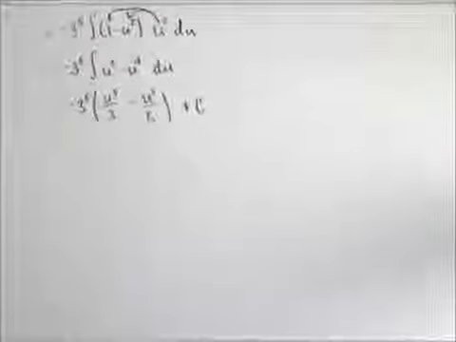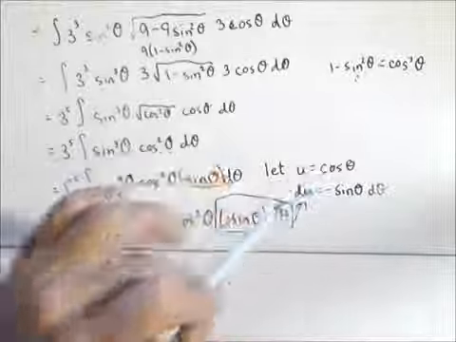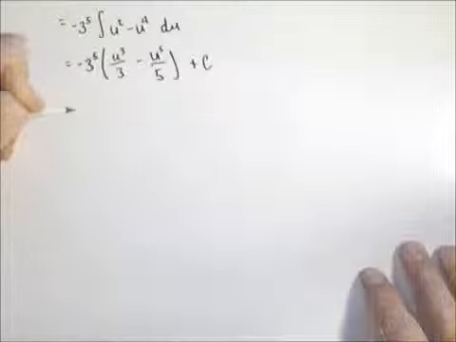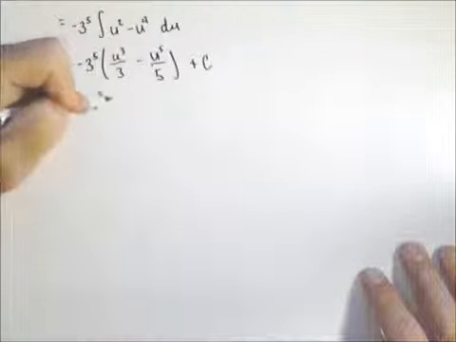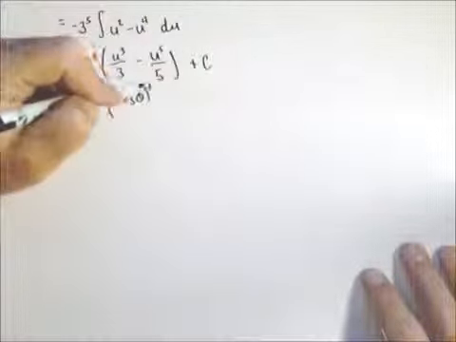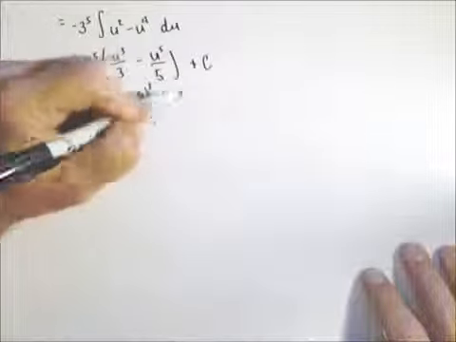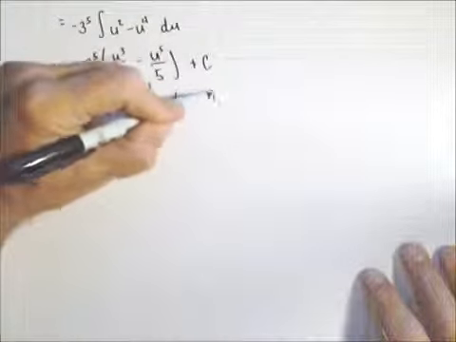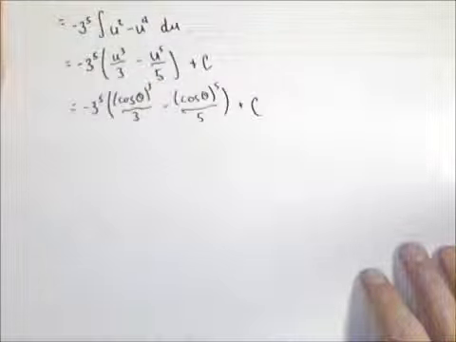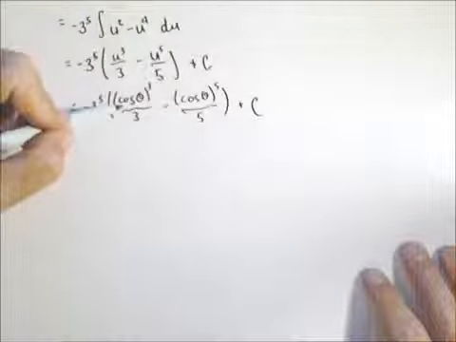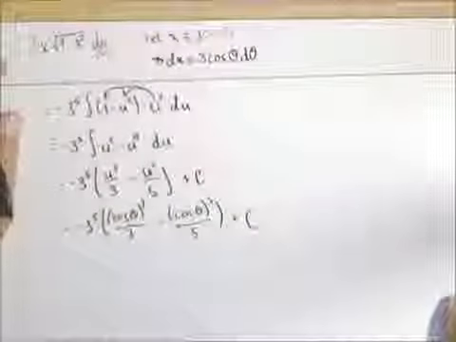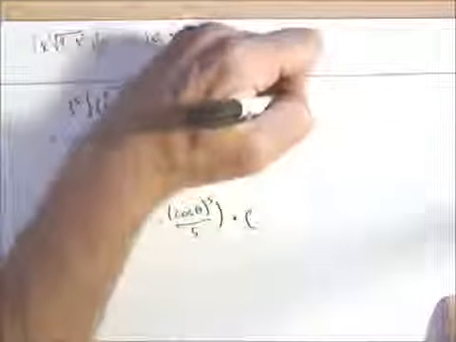Now we have to substitute back. Remember, u was cosine theta, so there's our first substitution. So negative 3 to the 5th, cosine of theta cubed over 3 minus cosine of theta to the 5th over 5 plus c. Now, cosine theta is also not going to be our final answer. We do need to get this thing back in terms of x. So as a reminder, x was equal to 3 sine theta.